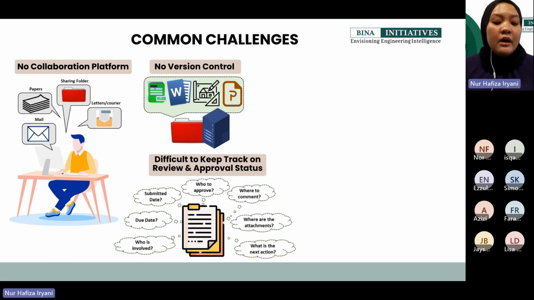So by using EDMS, all the functions are already there. You just go there, subscribe to it, and use it. And by using the workflow function in the EDMS, you can avoid all this confusion from happening.